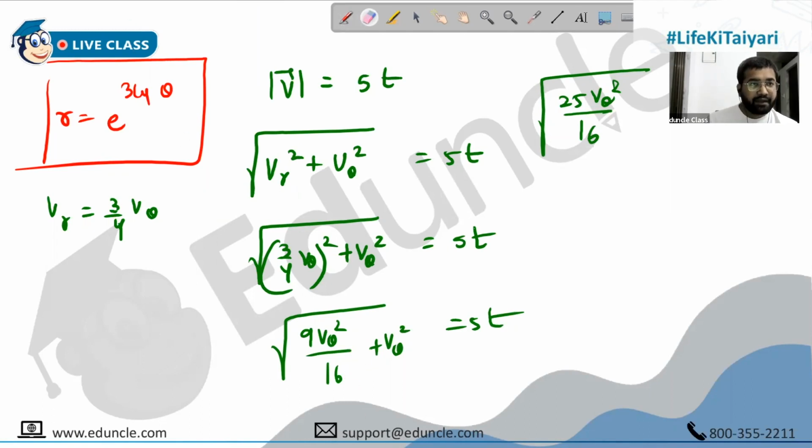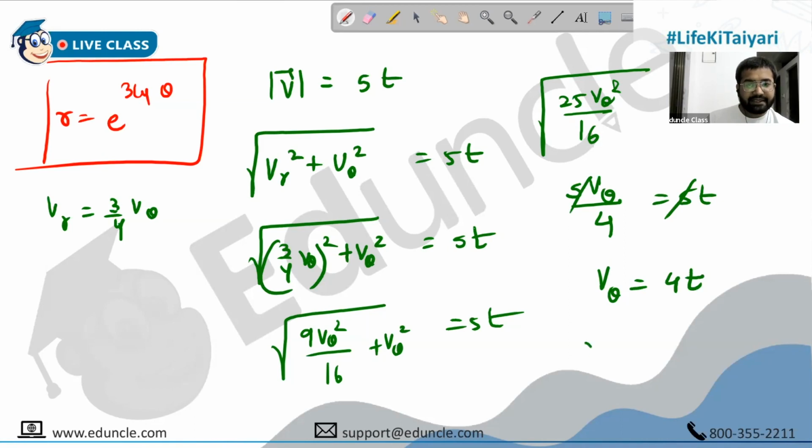So 3 squared, that's 9. 4 squared, that's 16. V theta squared, that's v theta square. I've just cross multiplied. 9 plus 16, that's 25 v theta square by 16. This is 5t. Under root of 25 is 5. Under root of v theta square is v theta. Under root of 16 is 4. This is 5t. So the 5 gets cancelled. That's interesting. So we have got v theta is 4t.